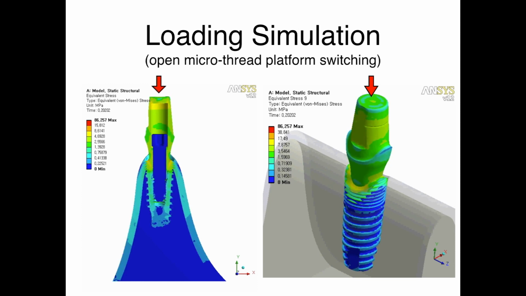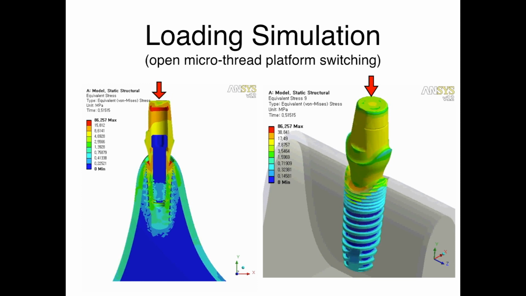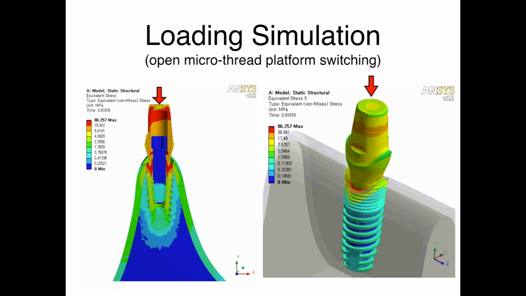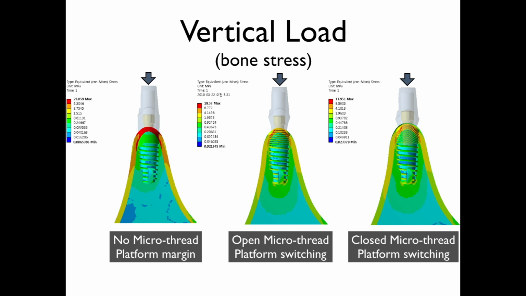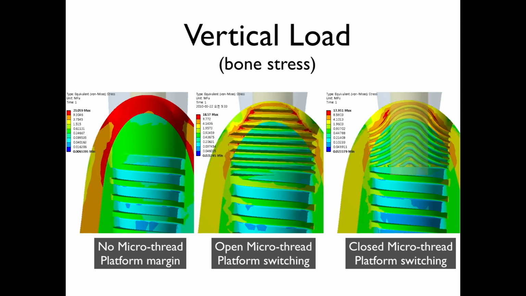All 3 implant designs were subjected to vertical load, as you can see in this slide. They were also subjected to oblique force. This was the result of bone stress upon vertical load in all 3 models. This is a close look at the vertical load stress.